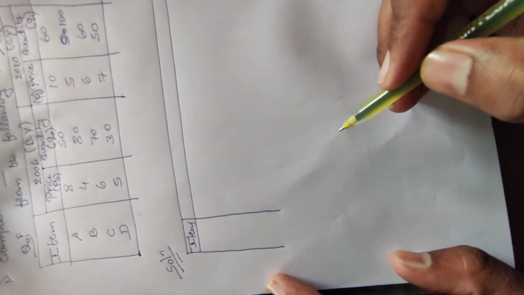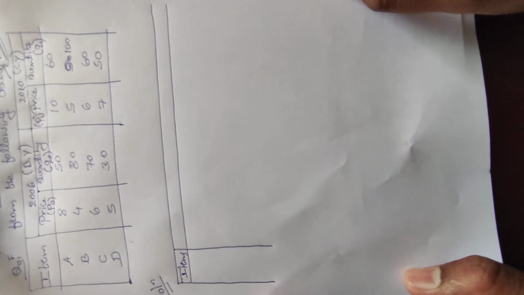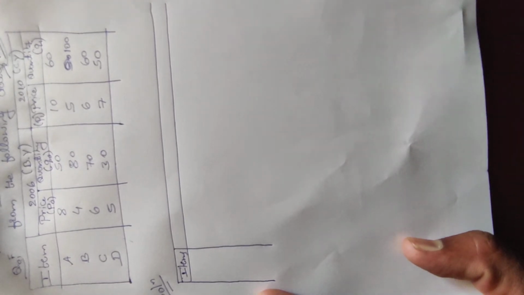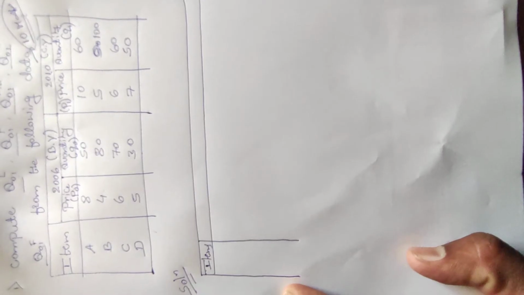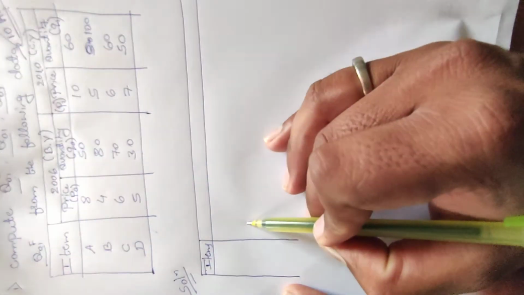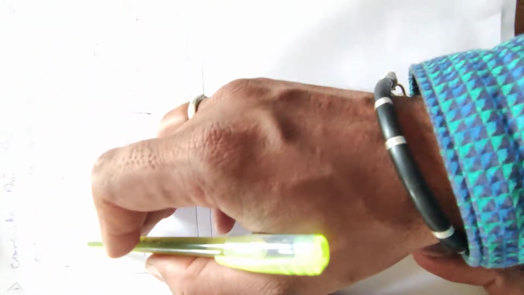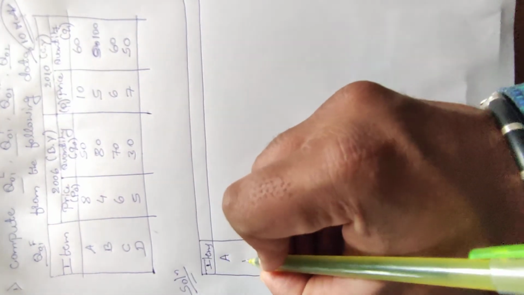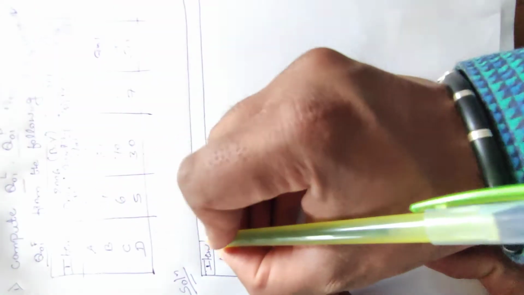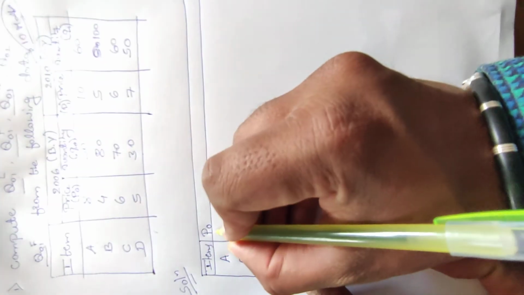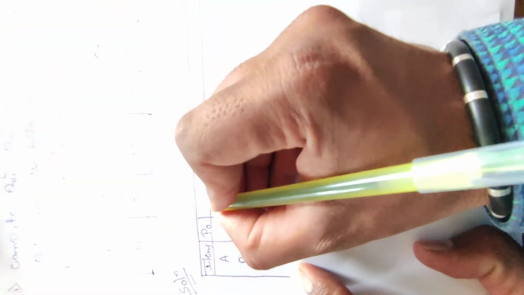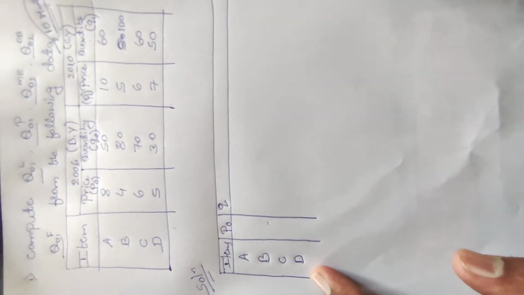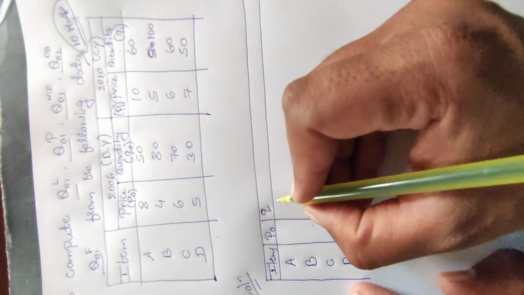Before going to the formula, first we should create one table for the calculation of the required information. First, we write down the given information as it is. First, the items: A, B, C, D. Next, the base year price P0. Next, the base year quantity Q0.